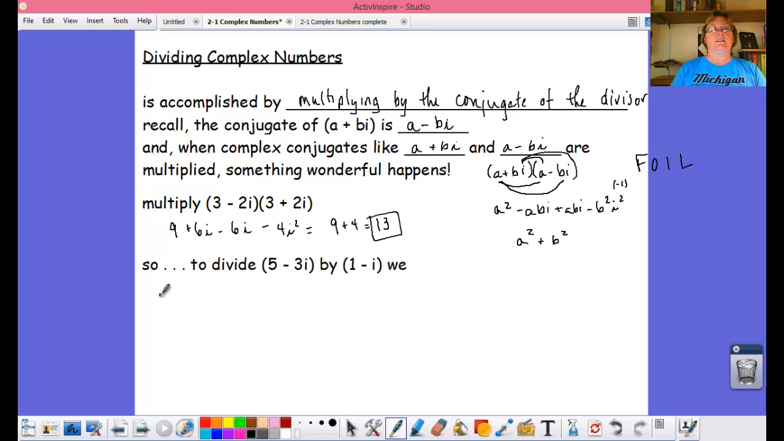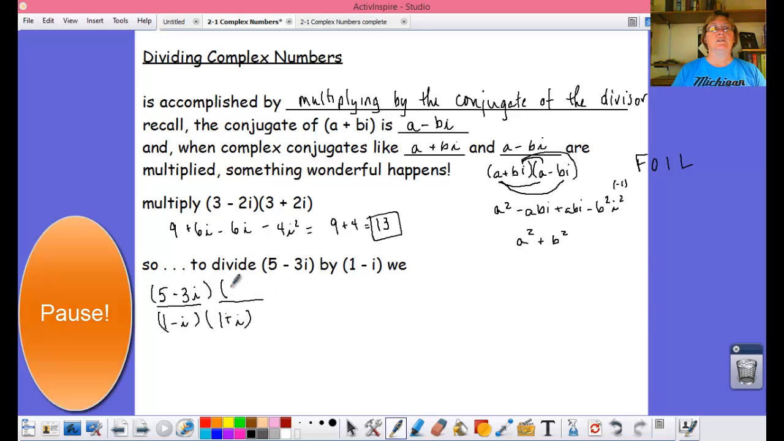If this is our division, 5 minus 3i divided by 1 minus i. The rule says you accomplish the division by multiplying by the conjugate of the divisor, and that's the one on the bottom. So we're going to multiply top and bottom by the conjugate of the bottom, 1 plus i. If we do it there, we have to do it here, 1 plus i. And we just have to do the multiplications. So we could use the box method on top and on bottom if we want. I'm going to ask you to pause the video and let's do this arithmetic.